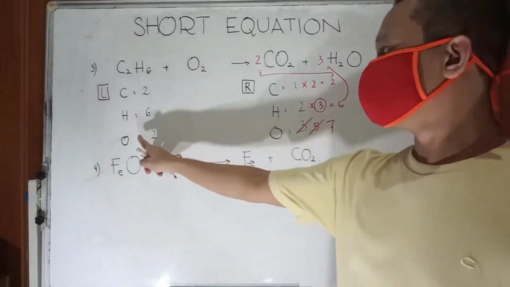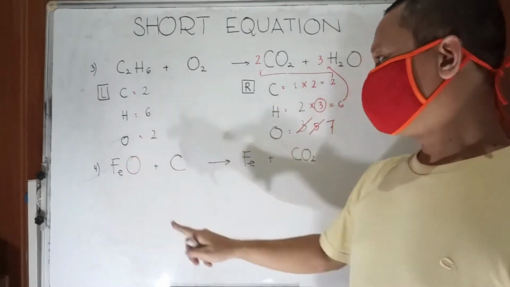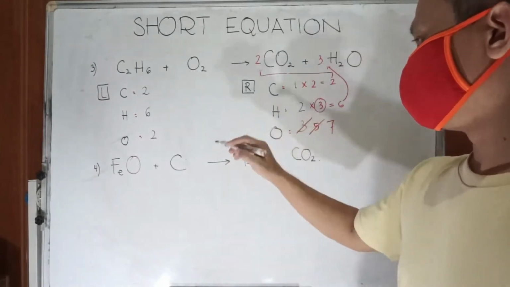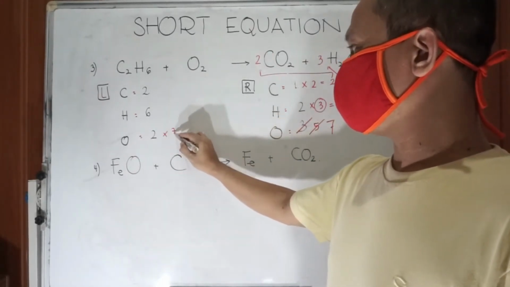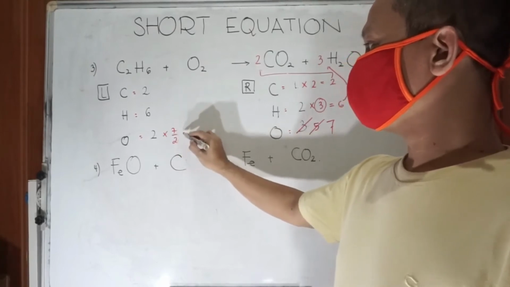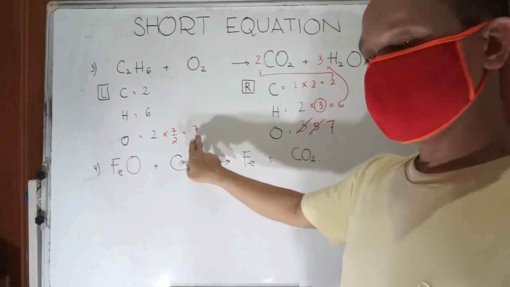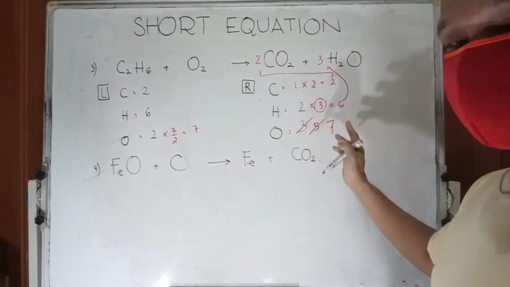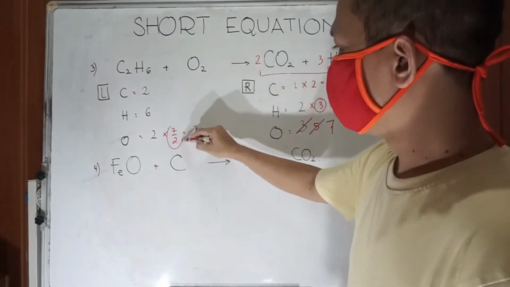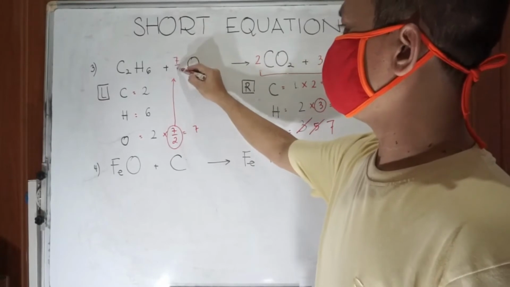Now we go to the next atom. Oxygen is 7, but for the left side, here is 2. So how to make it balance? To make it balance, you have to times this by 7 over 2. Okay, you got 7 on the left side, and on the right side is 7. Balance. So you have to put this one 7 over 2.